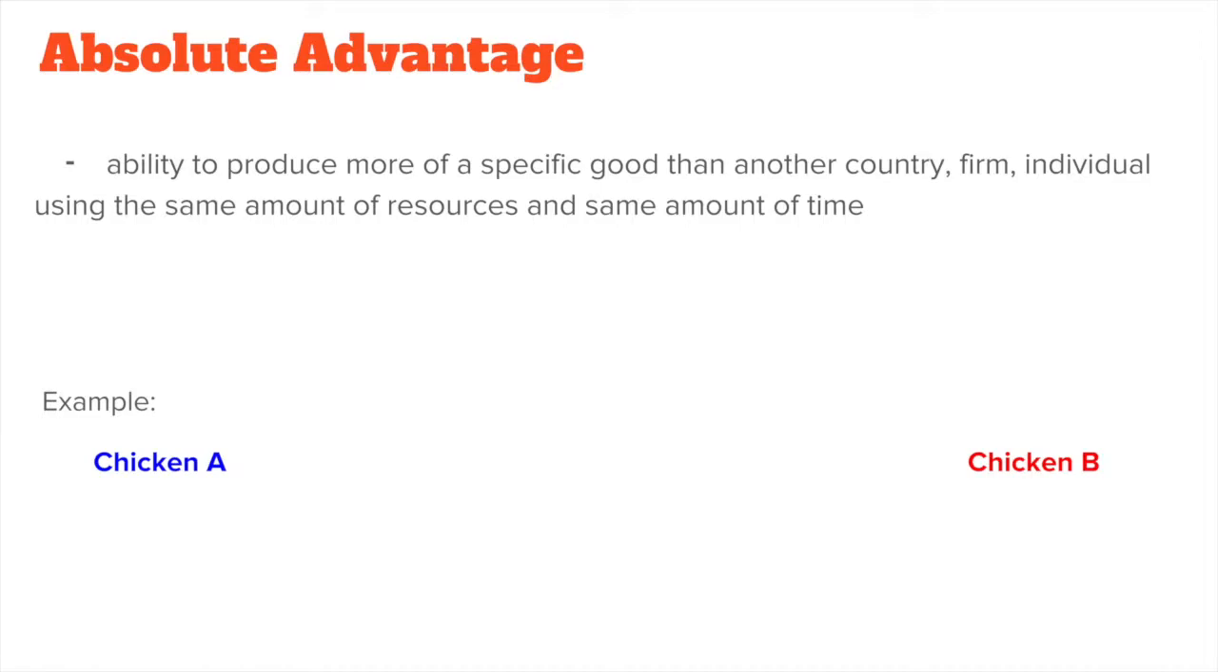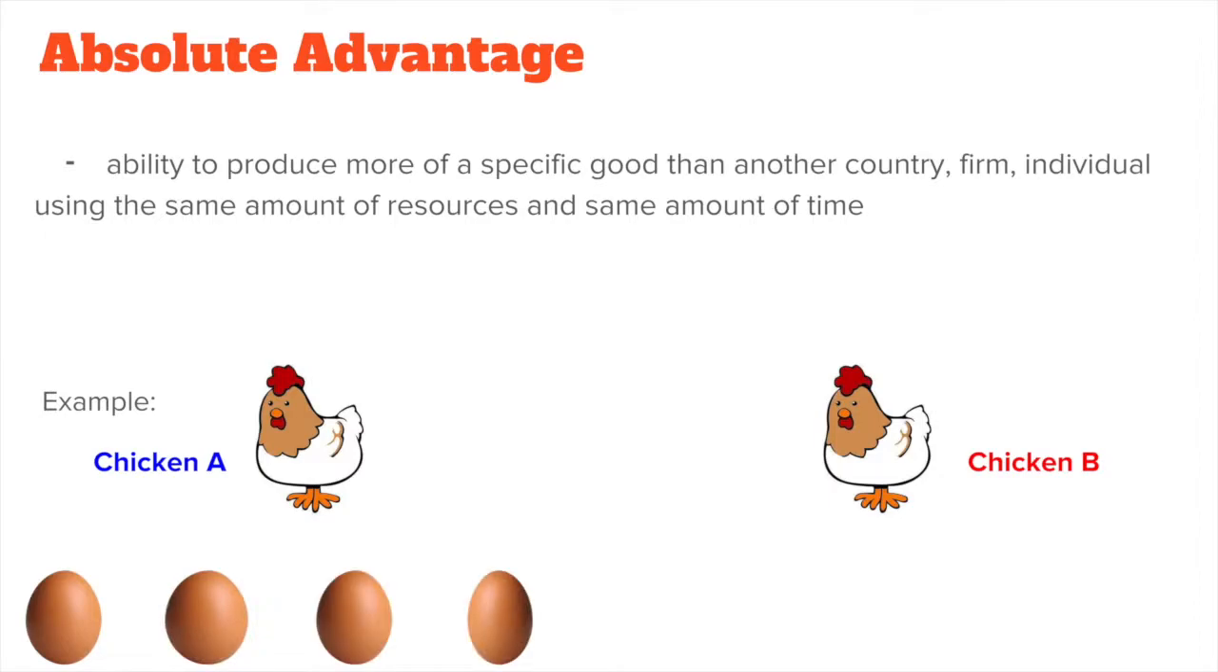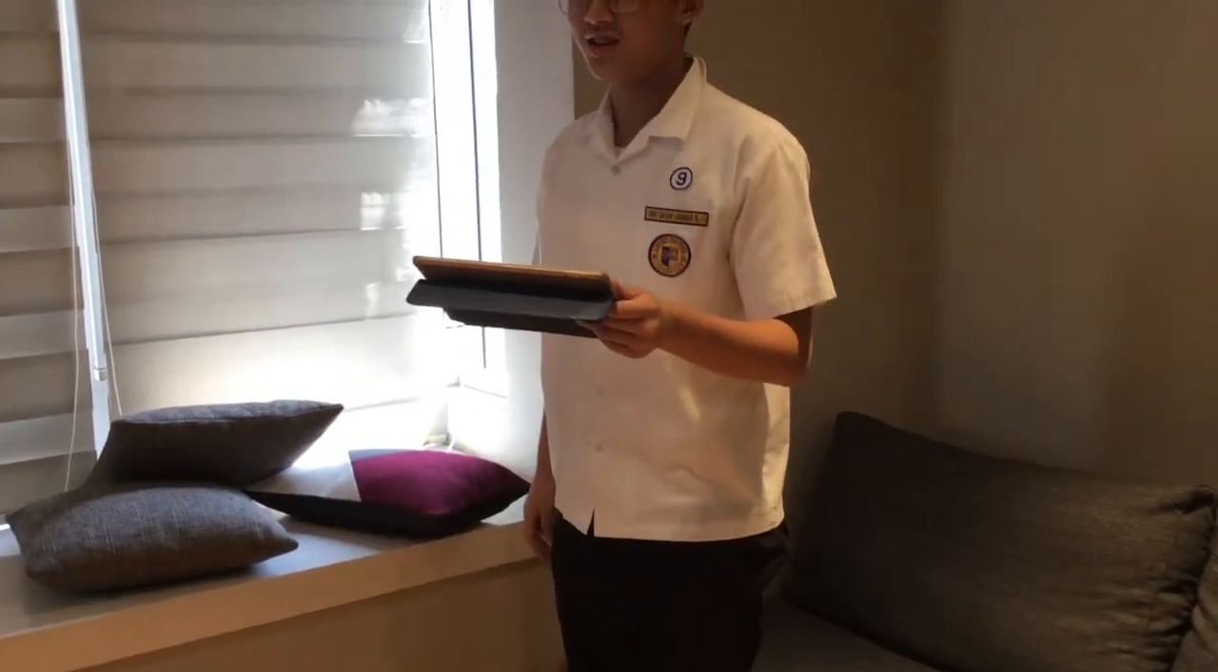An example of absolute advantage can be seen in chickens. In this example, both chicken A and chicken B took the same time to produce these eggs. Chicken A produced 4 eggs, while chicken B produced only 1 egg. Therefore, chicken A has the absolute advantage. How does a country have an advantage over another in comparative advantage?